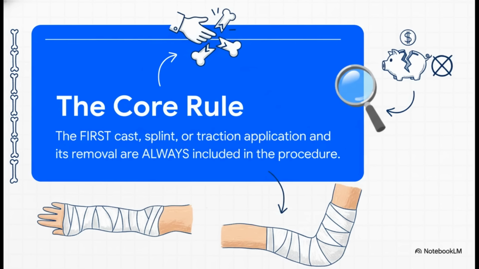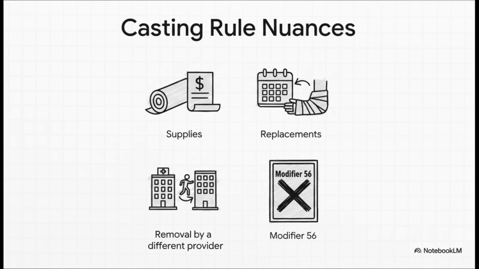And here it is, the core rule. You might want to highlight this one in your mind. The very first cast or splint that gets put on and taking it off later is always considered part of the main procedure. It's bundled in. So when a doctor sets a fracture, the CPT system just assumes that applying that initial cast is part of the job. You don't get to bill for it separately. It's a package deal. But there are always exceptions to the rule, right?